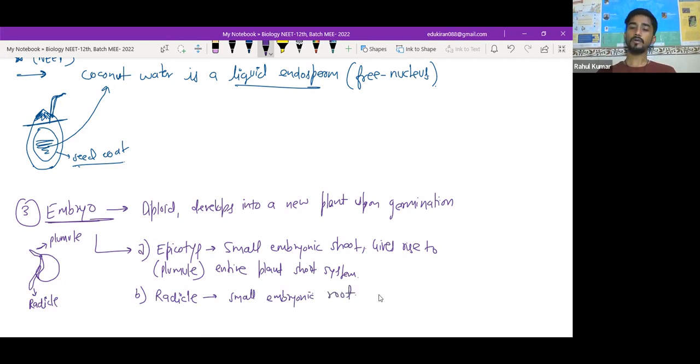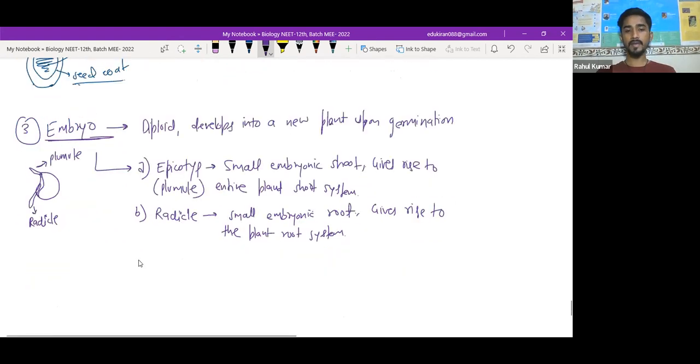Small embryonic root. And what does this give rise to? This gives rise to the plant root system. Okay. But you know that there are two types of roots. Remember primary and secondary roots? You have studied about primary and secondary roots. Yes, Nora? Yes or no?